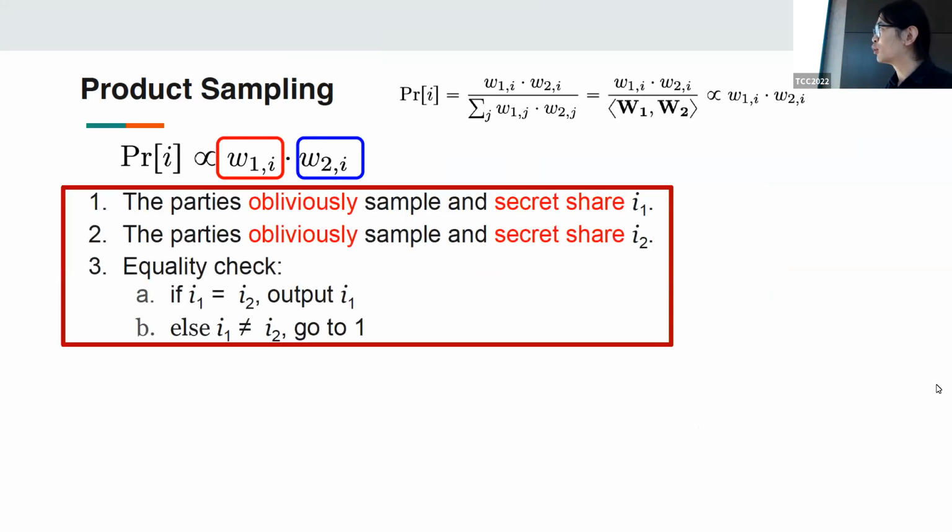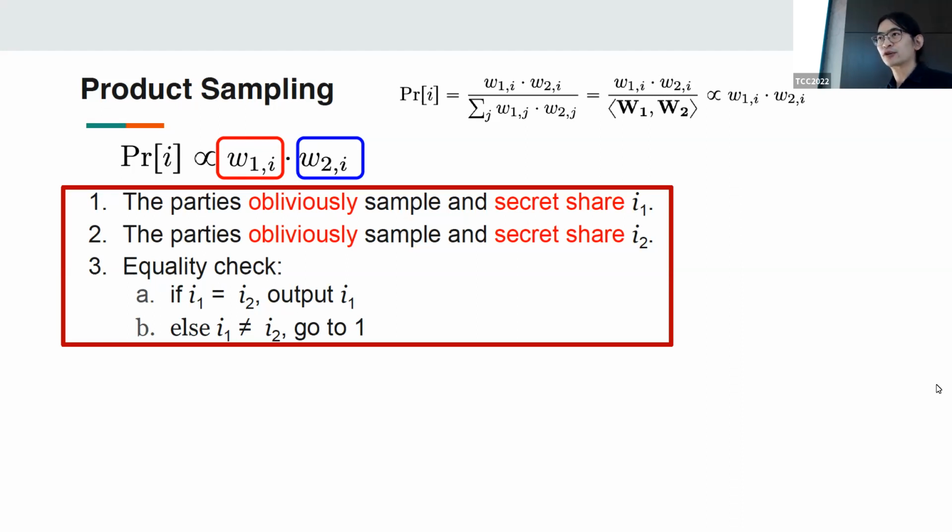So maybe we let the party one. So we use our oblivious protocol as well. We let both parties sample for I1 and then secret share I1, and repeat for I2. So this time we are going to do an equality check.